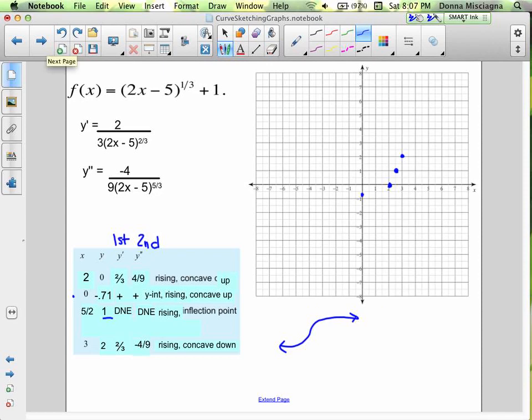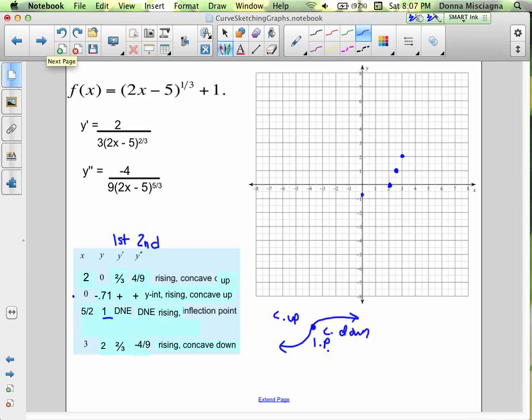Here's the concave up part. Here's the concave down part. And here's the inflection point. All right, so this is in general what a cube root looks like. Let's try to get ours in the right spot.